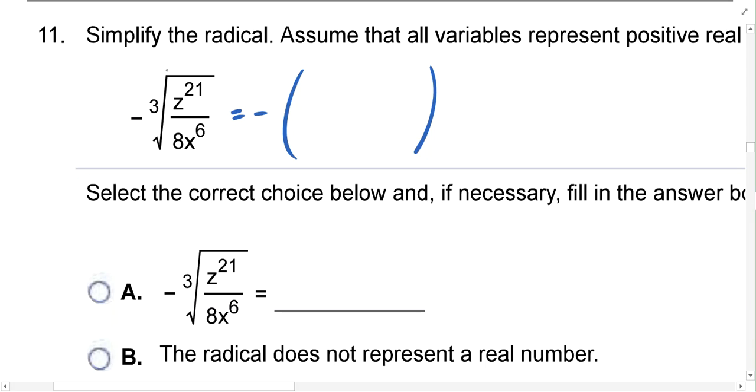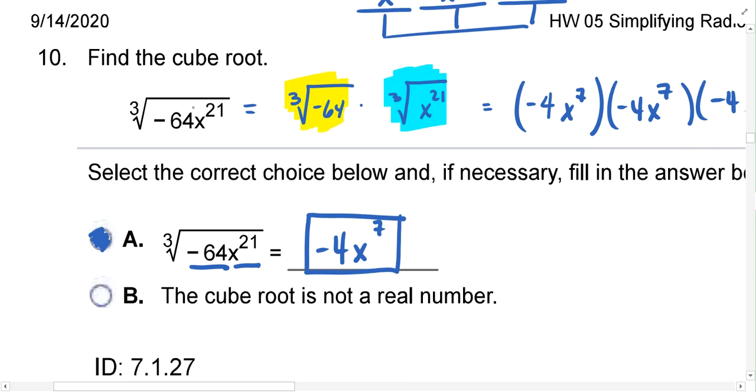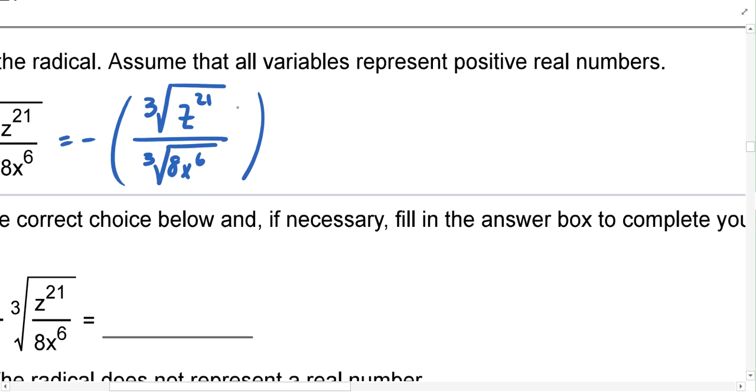And then also, I'd like to remind you that the cube root, while it could be separated in the prior step, we could split this problem up into two cube roots. We can do the same thing with fractions as well. So I could find the cube root of z to the 21st power and divide that by the cube root of 8x to the 6th power. So with all of that in mind, let's try to tackle this guy first, this one at the top.